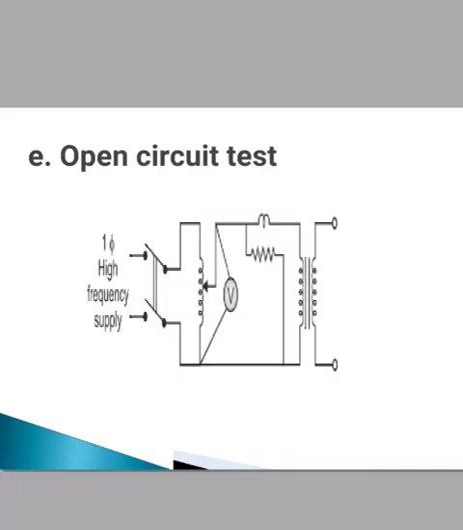Then we have to discuss the next method, that is the open circuit test. This test is applicable to the high frequency transformer only. In the case of a high frequency transformer, the iron losses are much more in comparison to full load copper losses.